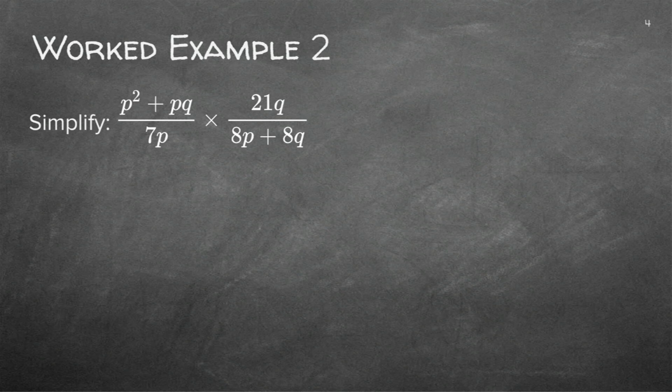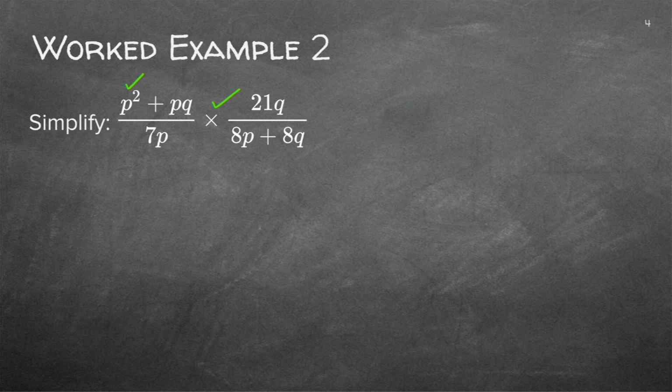Now, example number 2 also says simplify. So we're simplifying p squared plus pq all over 7p times 21q all over 8p plus 8q. So that is what we have, and this is how we do it. So first try to factorize if possible, okay? And the sign separating the two parts is a multiplication, so there's no need for us to invert anything, okay? So this is how we do it.